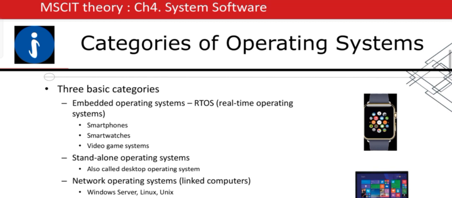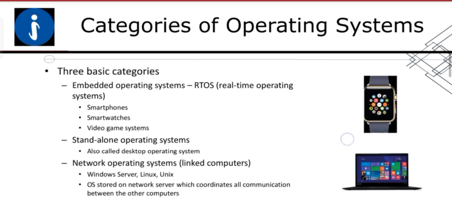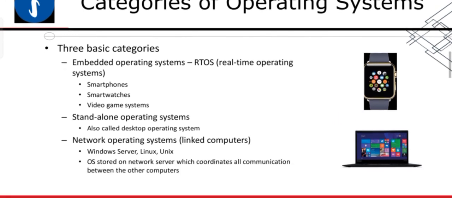Now let's get to categories of operating systems. There are 3 basic categories of operating system, which are embedded operating system, standalone operating system and network operating system. Examples of embedded operating systems are smartphones, smartwatches, video game systems. These are embedded operating systems. We don't have to additionally plug or connect anything from outside. It's made by the company itself.